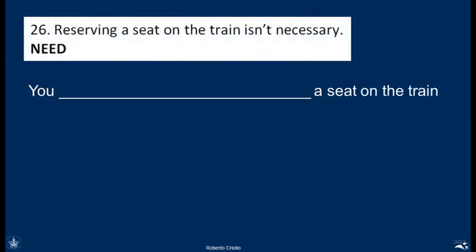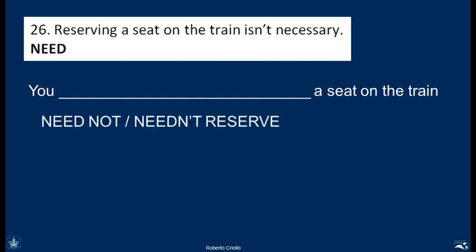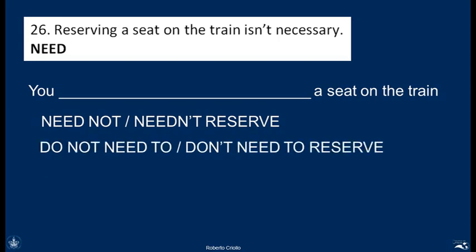Here's another example. Reserving a seat on the train isn't necessary, and you need to use the word need. So you blank a seat on the train, and we can complete it again in different ways. First, we can say you need not reserve a seat on the train, or you needn't reserve a seat on the train. The second option will be the one that you are more familiar with. You don't need to reserve a seat on the train.